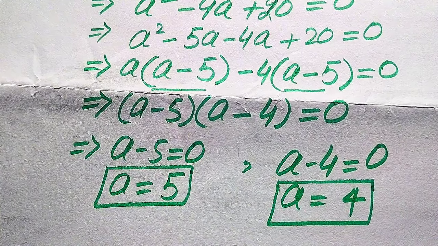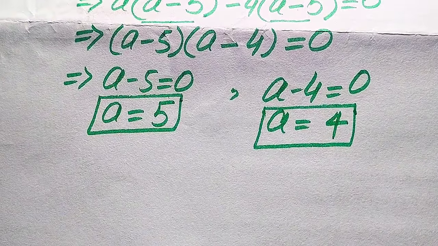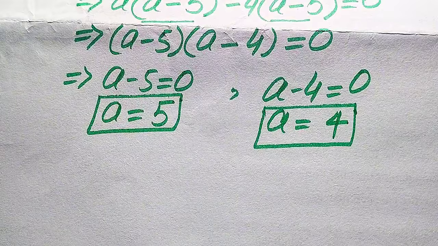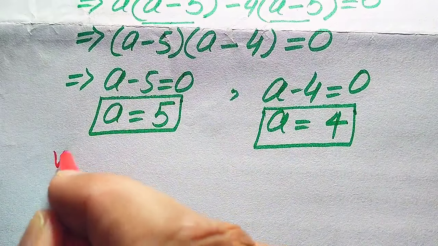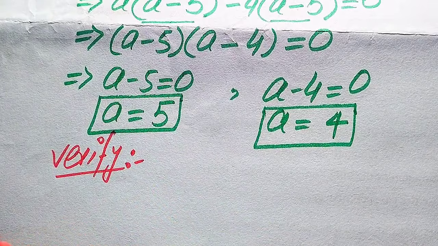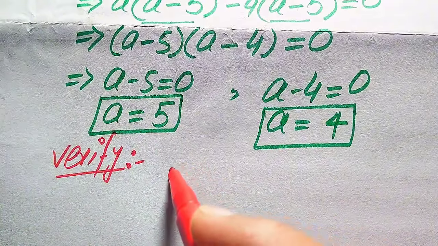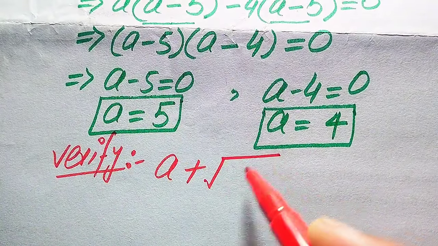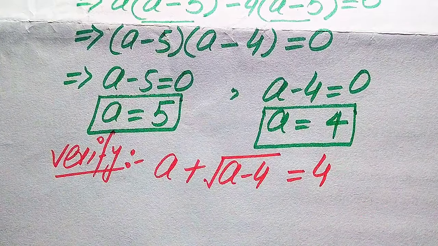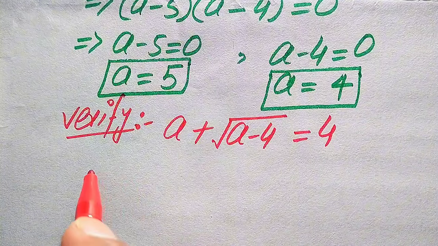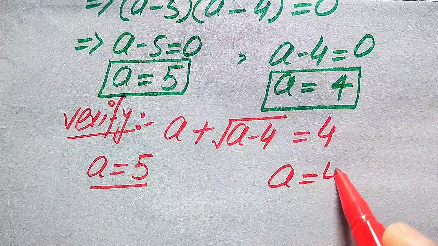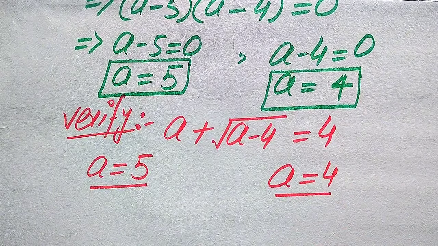So these are the two roots of the given equation, and in the next step we need to verify whether these two roots are solutions of the given equation or whether they are extraneous roots. For verification of the roots we need to copy down the given question statement here. Our given question statement is a plus square root of a minus 4 is equal to 4. On one side we will verify a is equal to 5, and on the other side we will verify a is equal to 4.